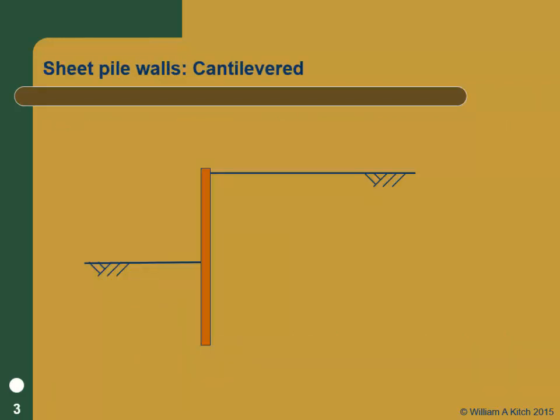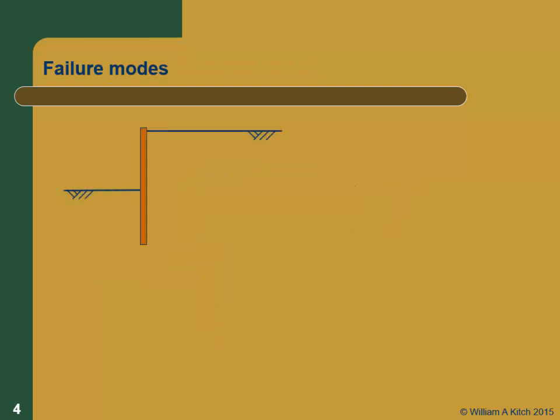So again, we're talking about cantilevered walls where there's no support. There's no support behind the wall. The sheet piles are just driven in, and they hold up the wall without any external support. So it's a cantilevered wall. So let's talk about the failure modes.